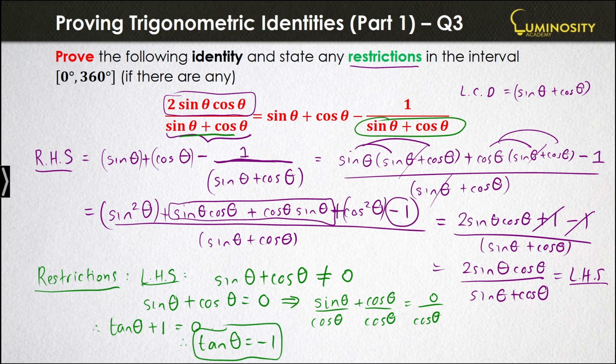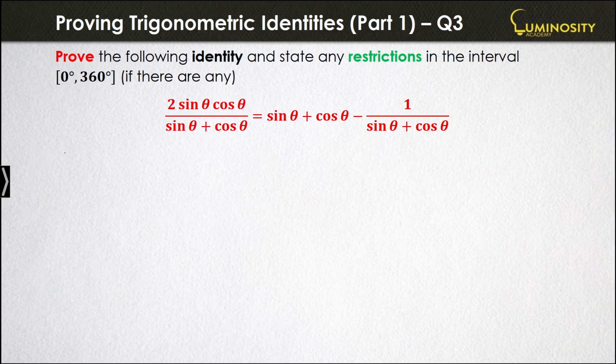And once we solve that, we'll get a general solution. And then those values that satisfy this interval will be our given restriction. Okay, so let's make some space here. I'm going to just clear this all. Okay, so we are solving this equation here, tan theta equals -1.